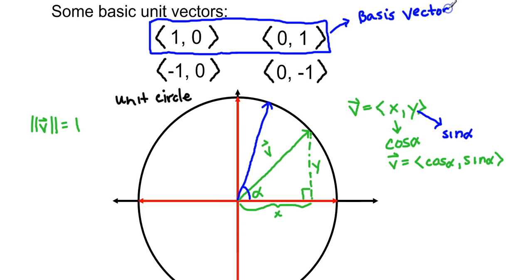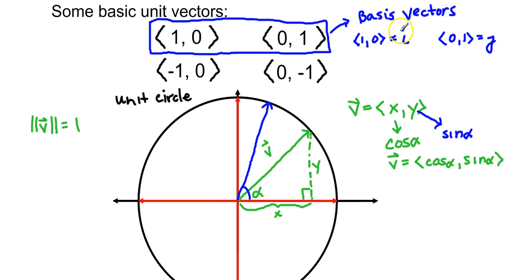And they're special because we can actually write any vector in terms of linear combinations of these things. And I'll get to that more in a second. I just want to kind of define this. The basis vector 1, 0, we actually define as I. And the basis vector 0, 1, we define as J.